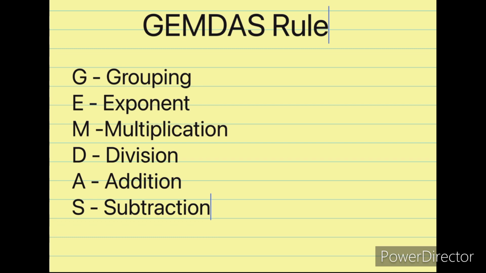After you solve the exponent, do the multiplication or division as they occur from left to right. Again, start from the left going to right. So the multiplication, then after that, the division. Then after the division, do the addition or subtraction, again as they occur from left to right.